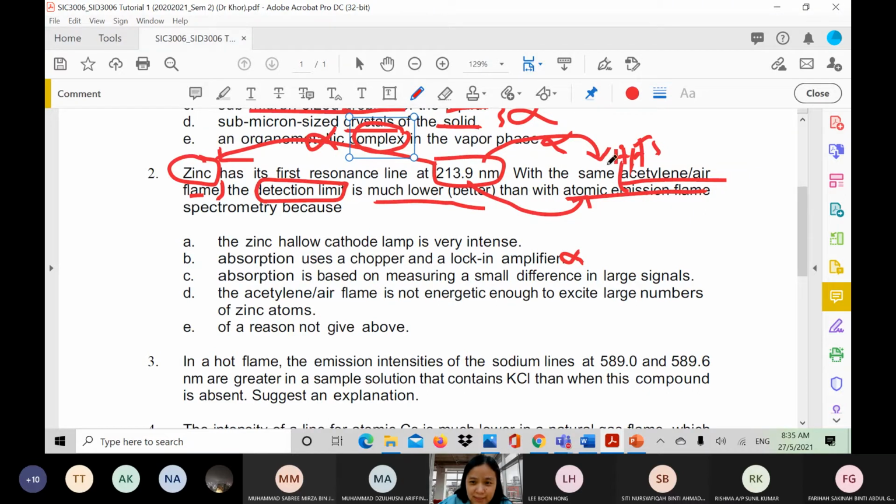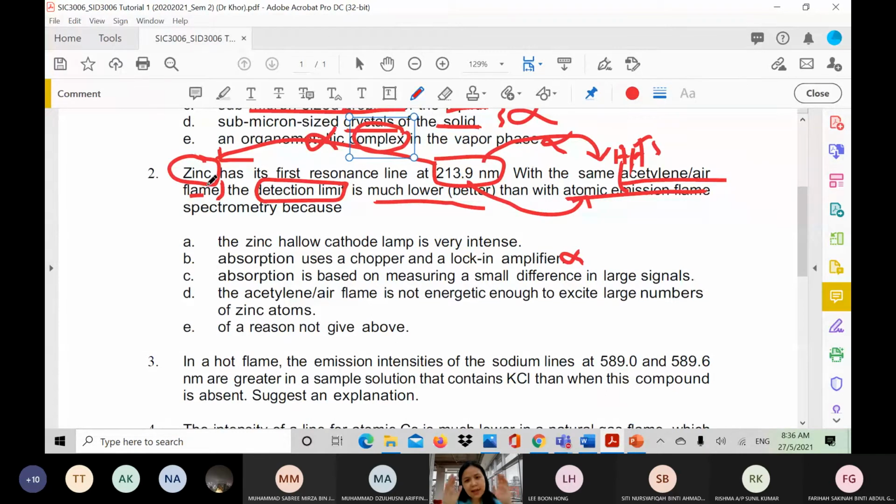So it says that if, let's say, compared with this AES, we will get much lower detection limit. If we can get lower detection limit, it means we have a better sensitivity. Let's say about ppb level. But for this flame, it's difficult to go to ppb. Let's say ppm level for flame. So for graphite furnace, we can go to ppb, but for flame, most of the time is at ppm level.